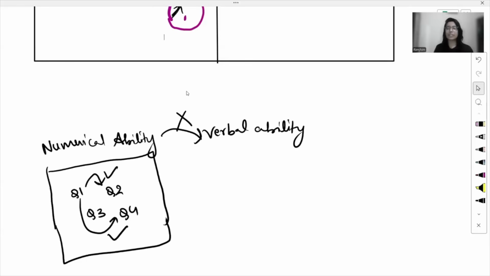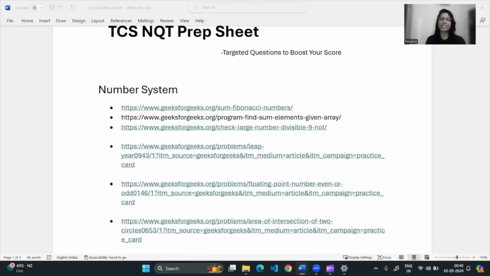Then mark that question and move on to a different question of the same section, in which you know that it will take less time. After finishing the easier one, you can return to the marked question. Now let's move to our preparation sheet.